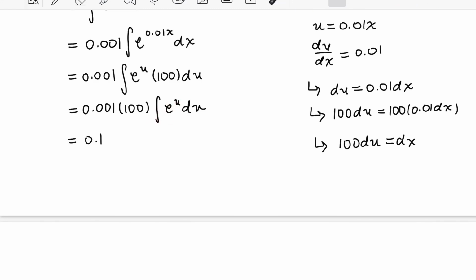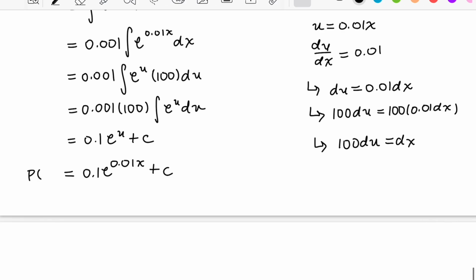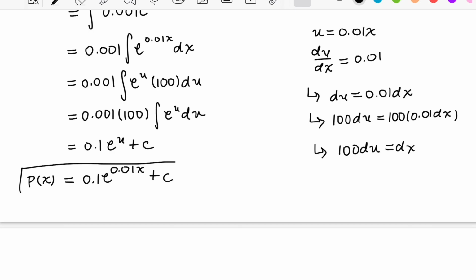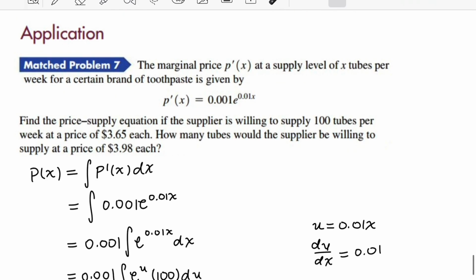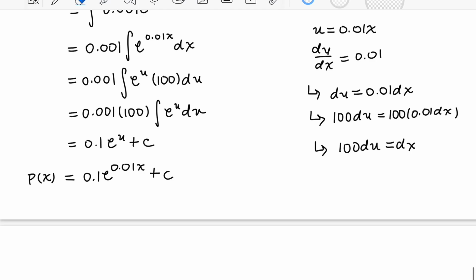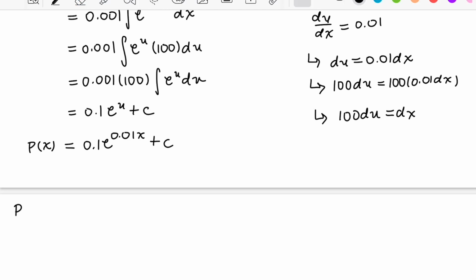And we know the integral of e to the u is going to be e to the u plus some constant c. Okay. Then plugging in our value for u back into our function here, we have e to the 0.01x plus some constant c. Okay. So this is our price supply equation. Now the question asked us to find this equation if the supplier is willing to supply 100 tubes per week at this price here. So what we need to do is actually, we're not done with this guy yet. What we need to do is use that information to find this value for c here.